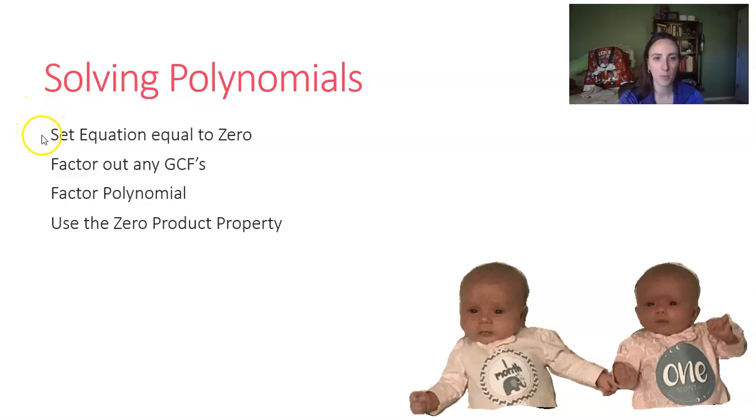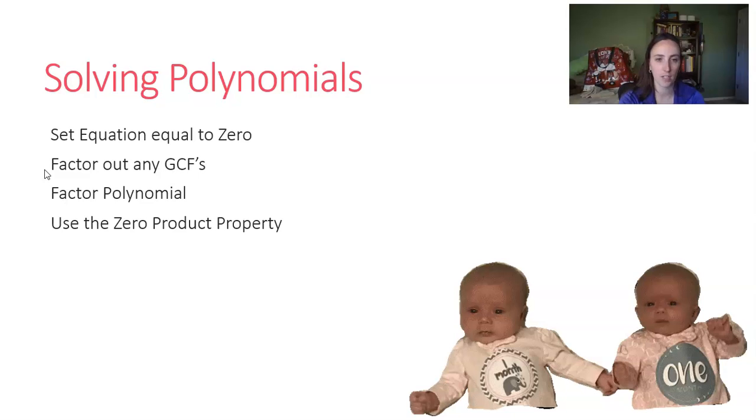When we solve polynomials, the first thing we want to do is set the equation equal to 0. If it's already set equal to 0, you can skip that. If it's not, you want to make sure that everything is moved to one side. Then you want to look to see if there are any greatest common factors that can be factored out. You want to check to see if all terms share a factor.